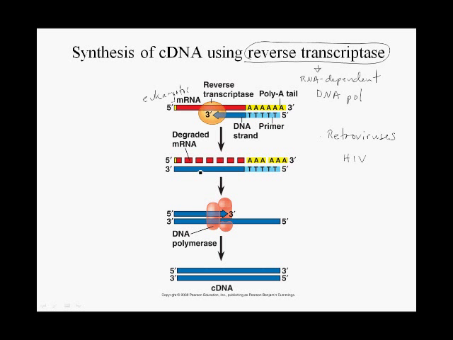So now we have single-stranded DNA molecules, and then we can add a DNA polymerase and another primer, and DNA polymerase will synthesize the second strand. So we have second strand synthesis. And at the end, we have a completed double-stranded cDNA molecule.